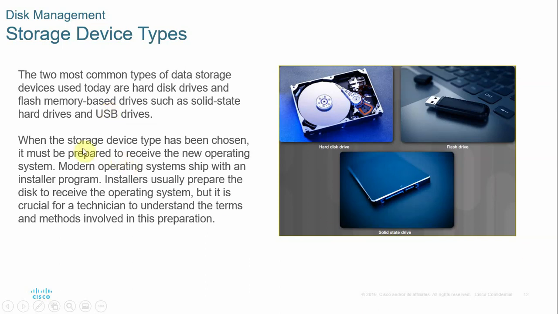When the storage device type has been chosen, it must be prepared to receive the new operating system. It should make sure that no other files are there, so that it can store only the operating system files. Modern operating systems ship with an installer program. Mostly you will get a CD, or by default when you buy a laptop it comes with the Windows 10 operating system.